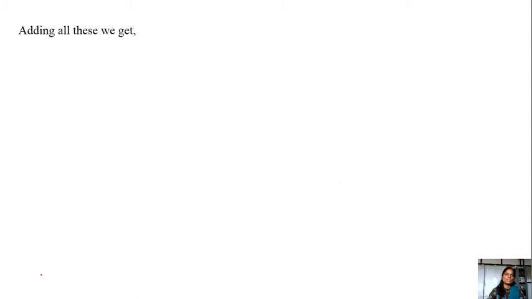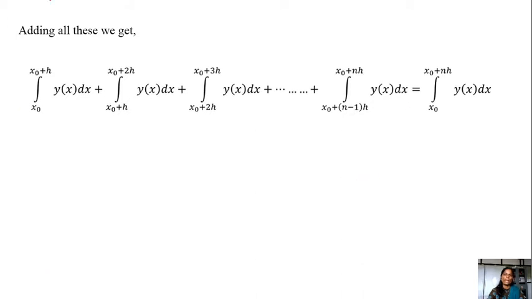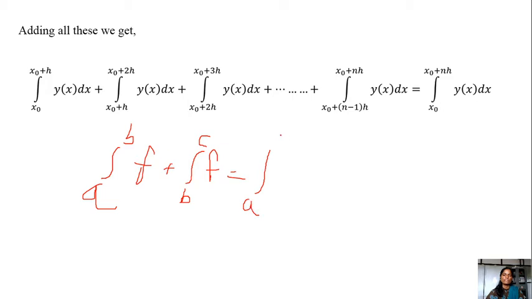And this last integration. You know that formula: integration a to b of f plus integration, what is that? The upper limit here becomes the lower limit. So b to c of f. This is the property of integration, and that gives you integration a to c of f, as b will get cancelled. So remember this property, and we are going to apply this property.